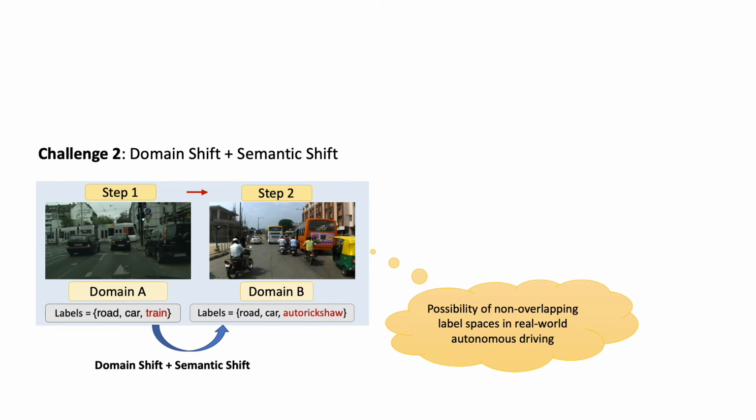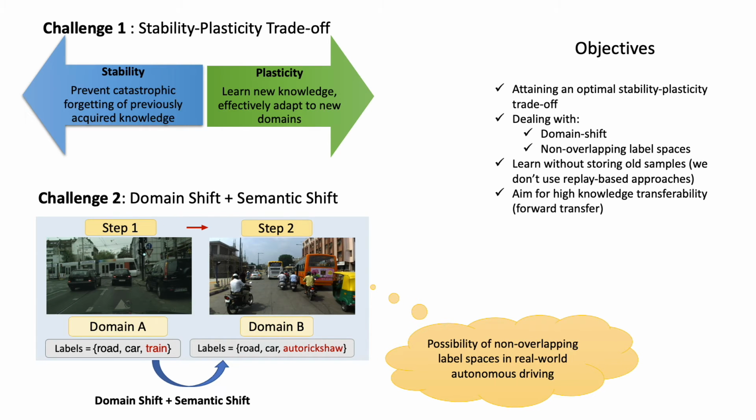When learning real-world road scenes from diverse geographies, there is a possibility of having non-overlapping label spaces. So in addition to the domain shift, there can be a semantic shift, as illustrated in this figure. So our objectives can be outlined as attaining an optimal stability-plasticity trade-off, dealing with both domain shift and non-overlapping label spaces, learning without relying on old samples, and aiming for high knowledge transferability.